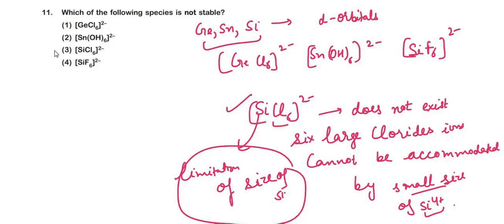So our correct option is option number 3. SiCl6 2 negative is not stable because chloride ions are bigger in size and silicon is smaller in size. The silicon 4 positive cation becomes even smaller in size. Then these 6 ions are not easy to accommodate around this silicon atom.